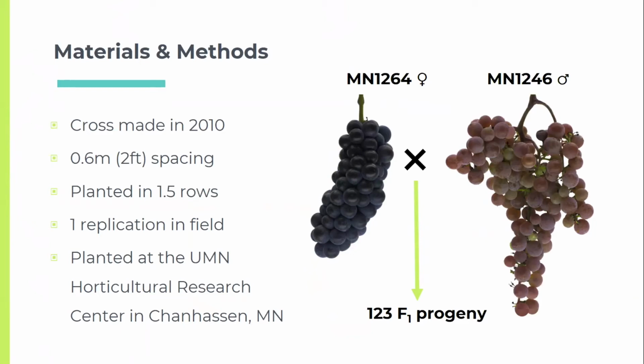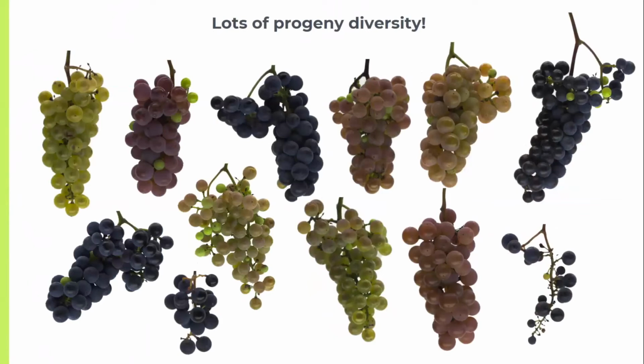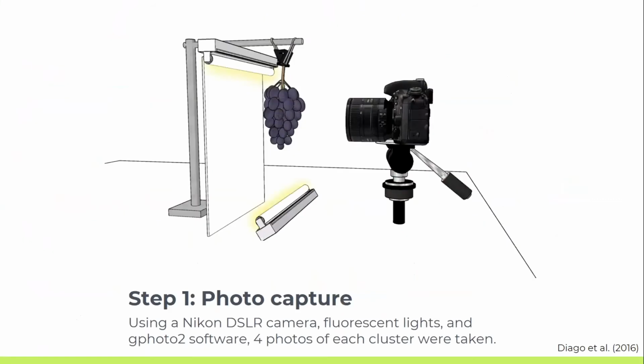This cross was made in 2010. They're planted on a 2-foot spacing, so they are pretty close, about 1.5 rows, with only one replication in the field, planted with the rest of our research vines at the Horticultural Research Center. I think there were 140 progeny originally, but after several harsh winters and damage, we have 123 remaining. As you can see, there's lots of diversity. This is a segregating population for many traits, which is why it's been useful for our research. You can see color, size, shape, shoulder presence, a lot of things.